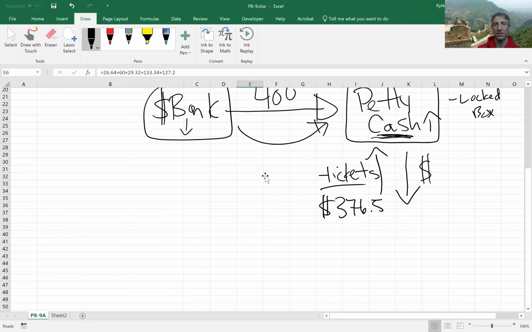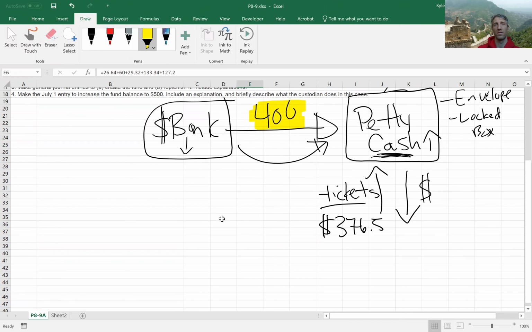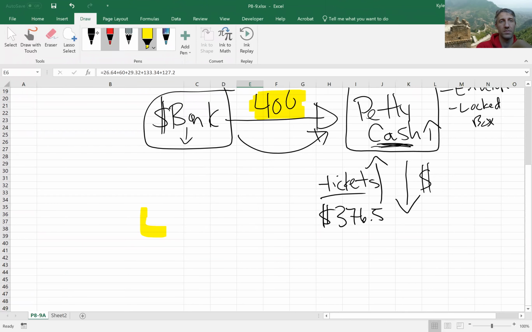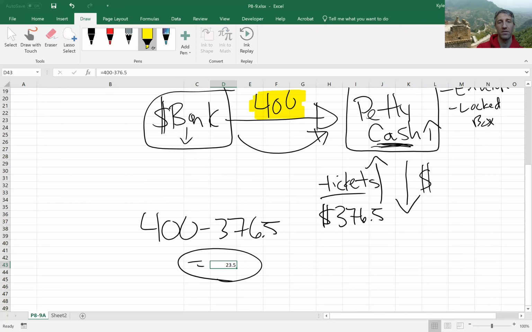So the target balance I know is $400. So 400 minus 376.50 is going to equal something, and that's going to be 23.50, I think. Yeah, 23.50. So before it's replenished, it should have a cash balance in petty cash of 23.50.